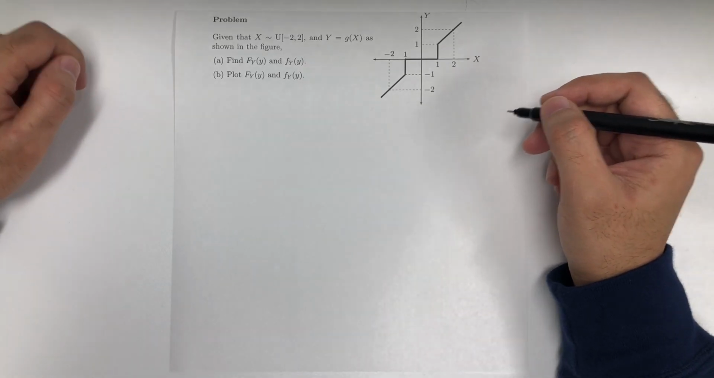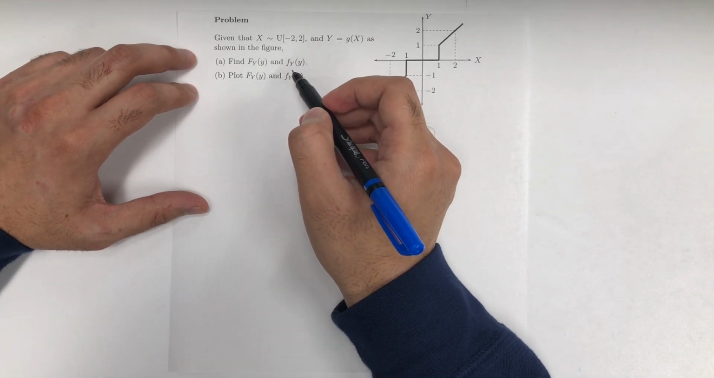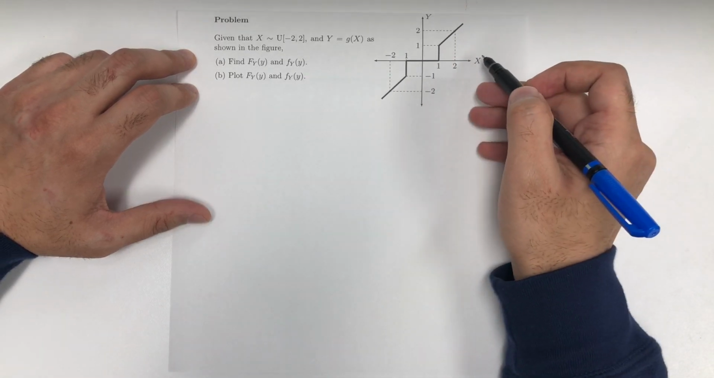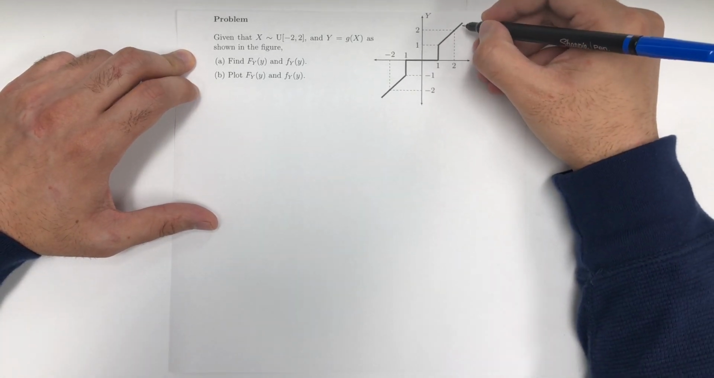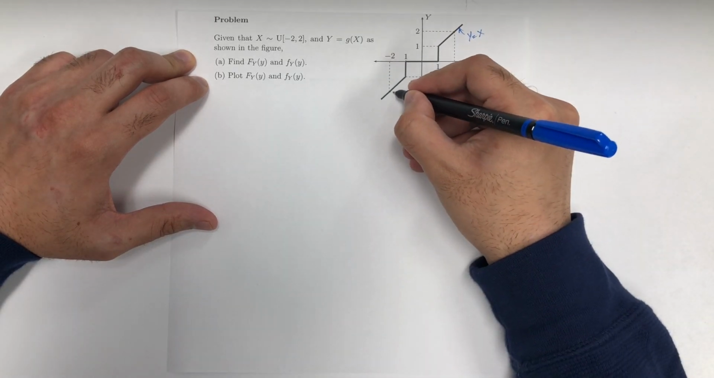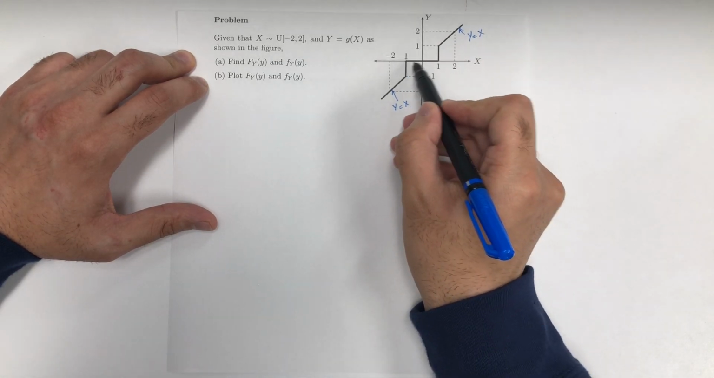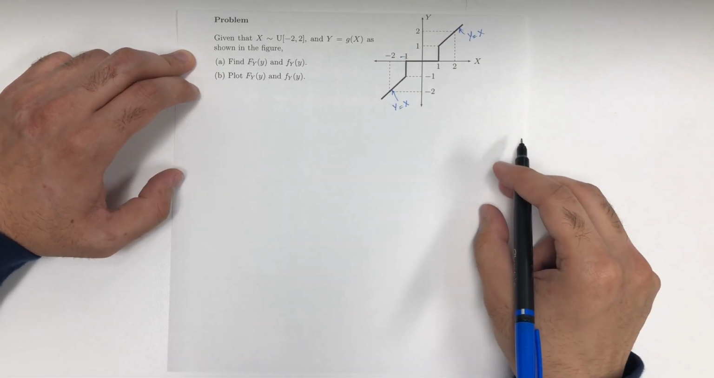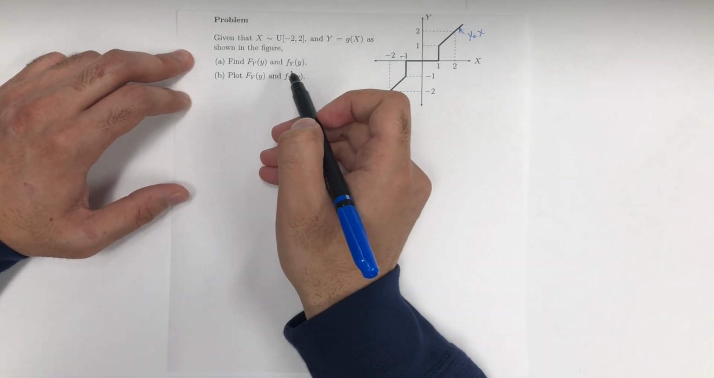In this problem, we have a random variable x, which is uniformly distributed between -2 and 2. And we transform that random variable with the function y equals g of x. That looks like the solid line in this figure, where the portion here is y equals x, and y is also x here, and y is 0 between -1 and 1. And what we are required to do is to find the density function of y as well as the distribution function and plot it.